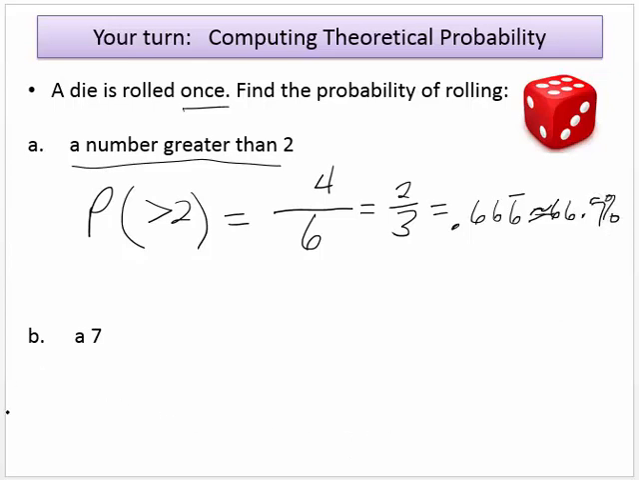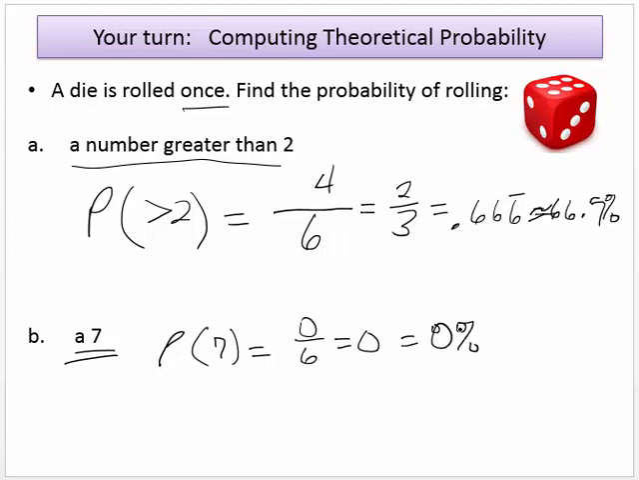What's the probability of rolling a die once and rolling a 7? Well, we talked about this earlier. The probability of rolling a 7 is 0 out of 6, or just plain old 0, or 0%. It's not going to happen.